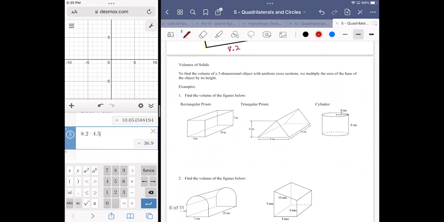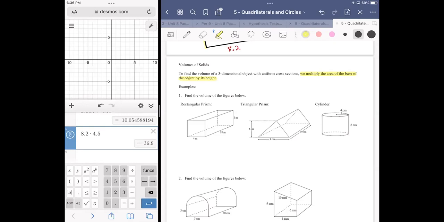So to find the volume of a three-dimensional object with uniform cross sections, right? That's something we're going to have to wrap our brains around. We multiply the area of the base of the object by its height. That last little bit, that's the easy part. Knowing when this concept applies, that's what's challenging. So if you can figure out the area of the base of the object and you know its height, then you can figure out the volume. But it would have to be an object with uniform cross sections. And it's like, okay, how do we know that?